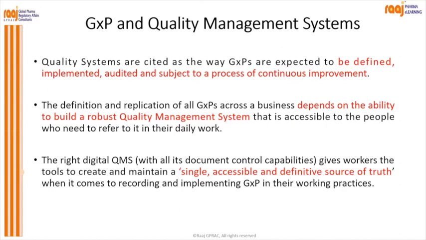Train people on that system, so that the work will be done appropriately, step by step, as per the predetermined specification. So the right digital quality management system, with all its document control capability, gives workers the tools to create and maintain a single, accessible, and definitive source of truth when it comes to recording and implementing GxP in their working practices. So make it a habit for everyone to write documents, keep the record, and maintain it throughout the life cycle. Okay, make it a habit. As I always say, make it a habit.